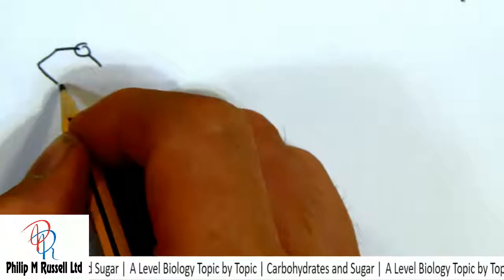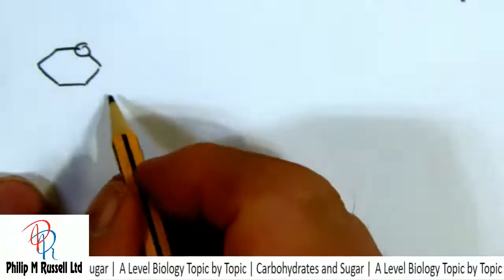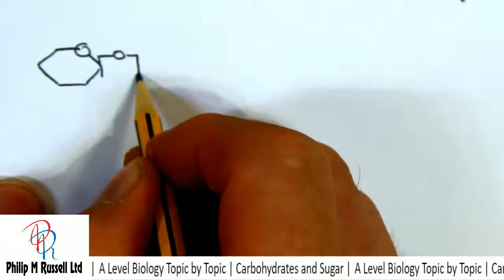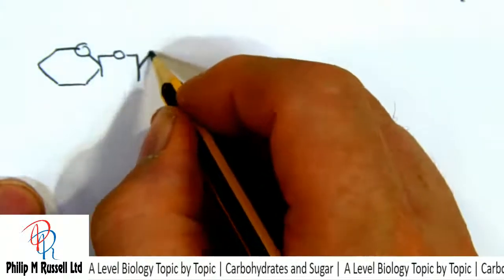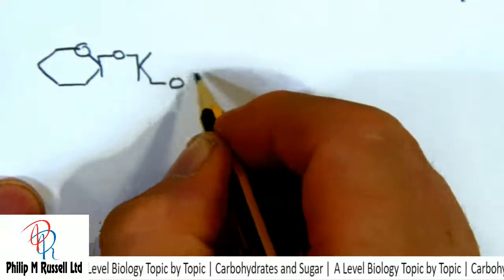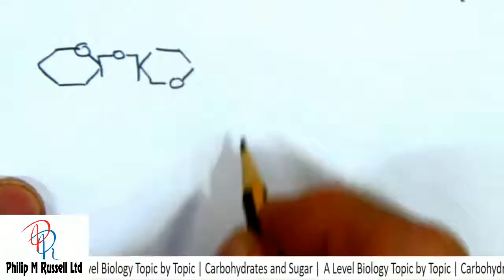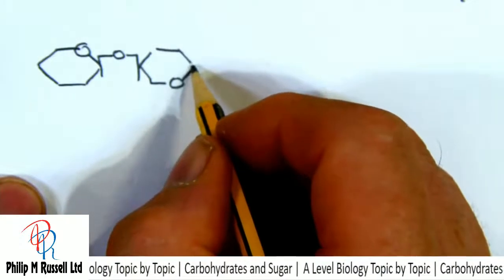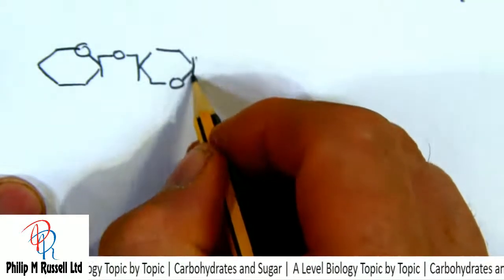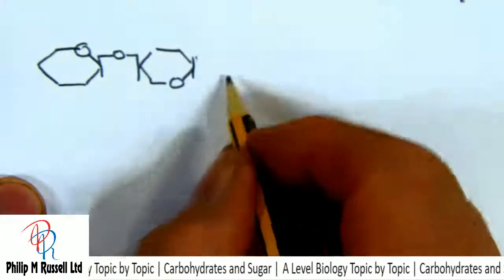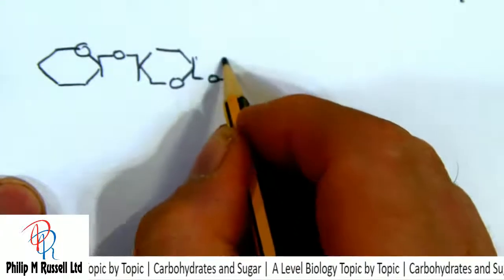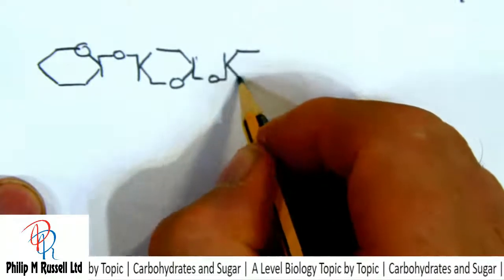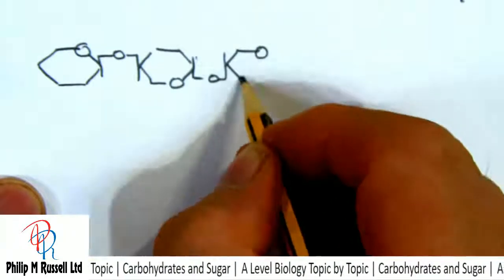If I draw this out much more simply, what we've now got is this one with its up bond corresponding to this one with its down bond, and on this end we're going to have the down bonding with the up on the next one.